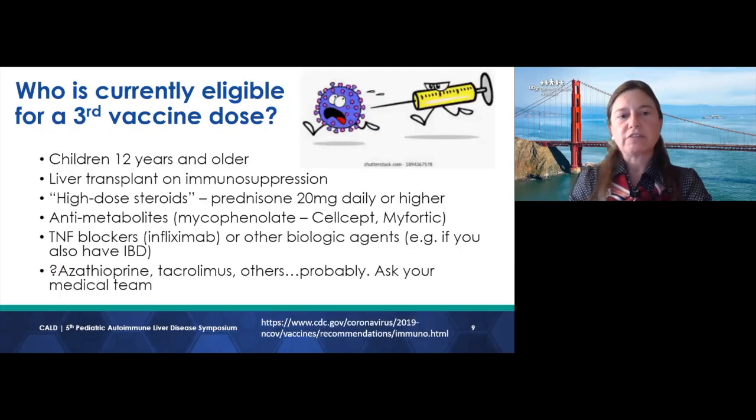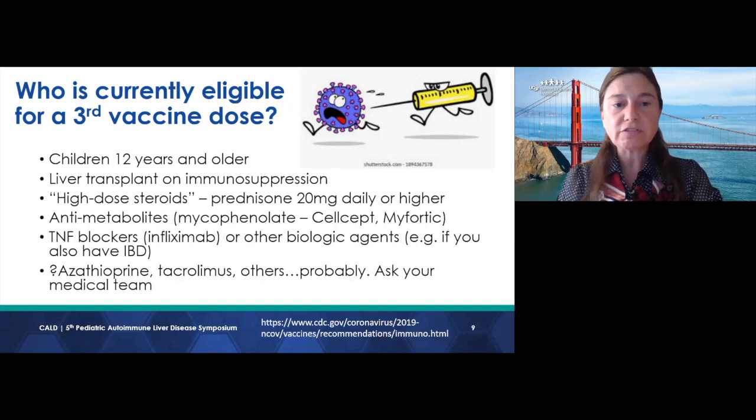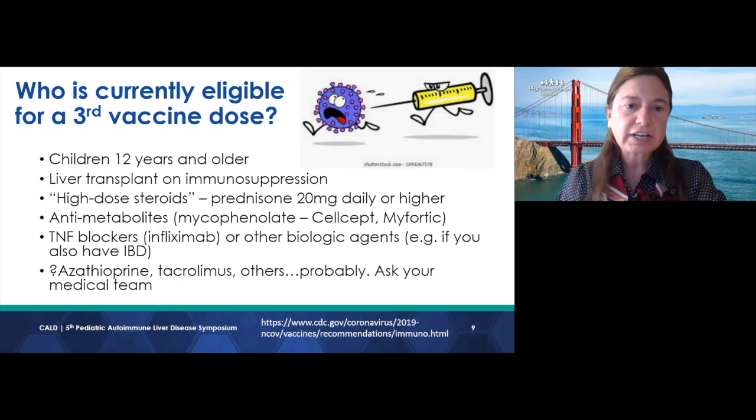Who's currently eligible for a third vaccine dose? So this is new from the CDC over the last few weeks. You may have heard about it already. Children 12 years and older who are eligible for the first 2 doses are also eligible for the third dose if they have a liver transplant or other solid organ transplant and are on immunosuppression. If they're on what's classified as high dose steroids, that means prednisone of 20 milligrams daily or higher. If they are on anti-metabolite immunosuppression, that means mycophenolate, which is also known as Cellcept or Myfortic. If they are on TNF blockers, this includes infliximab, which is Remicade, or other biologic agents.